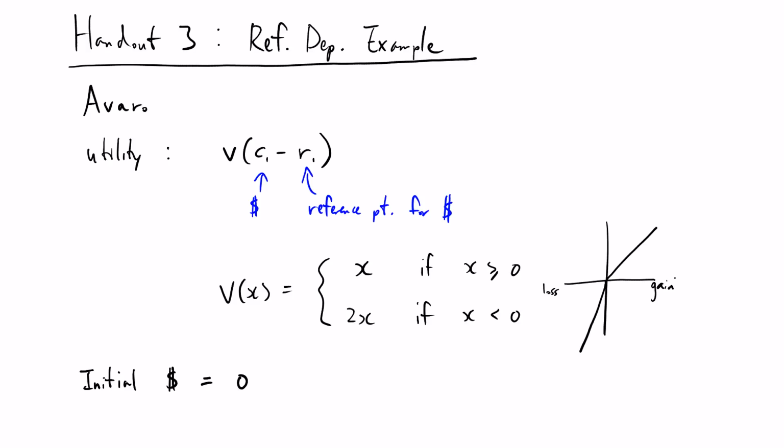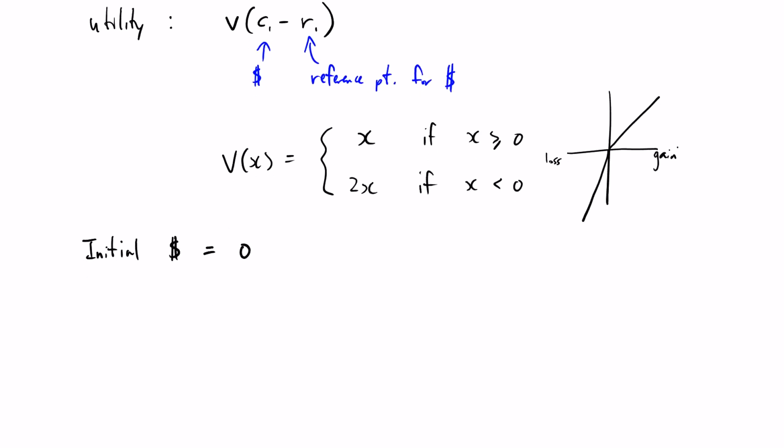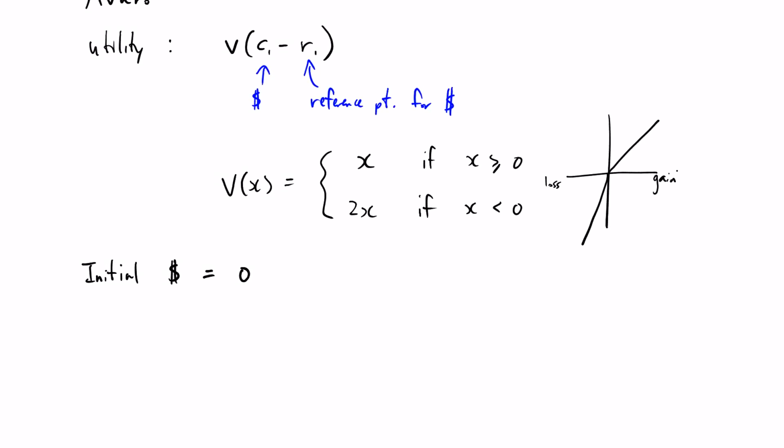So we have 4 cases to consider. So this is part A. The first case is he gets money and he's naive. So Avero didn't expect to get money, but he did get something. This is the case where someone naive managed to get money. What happens?